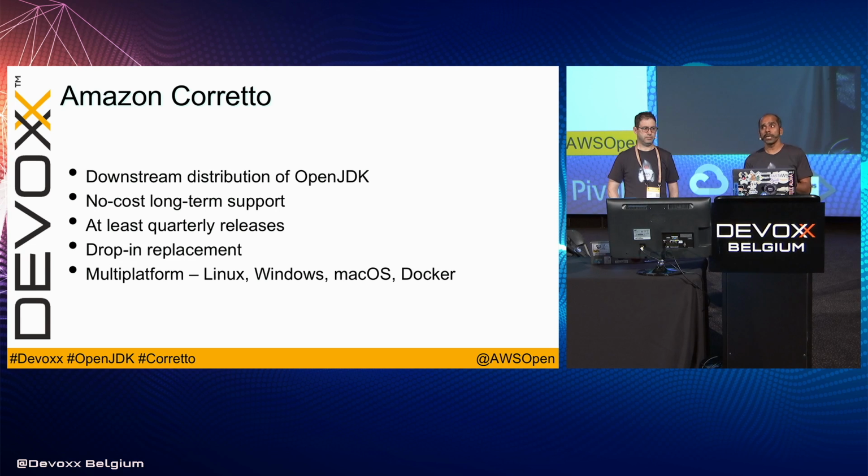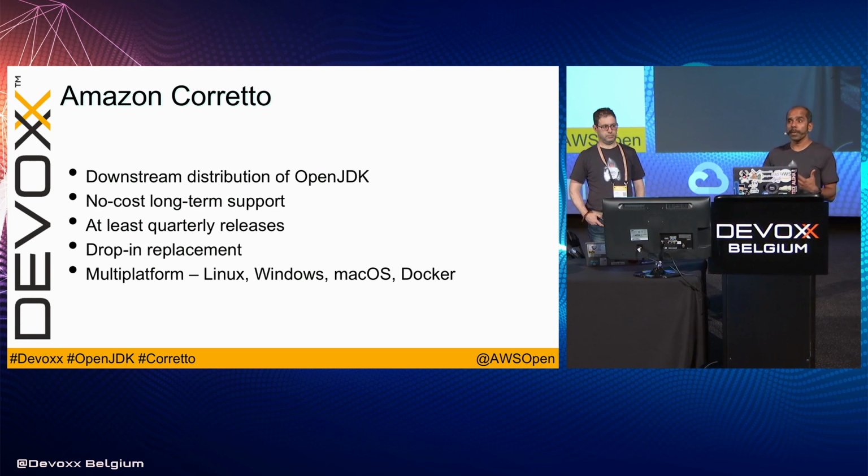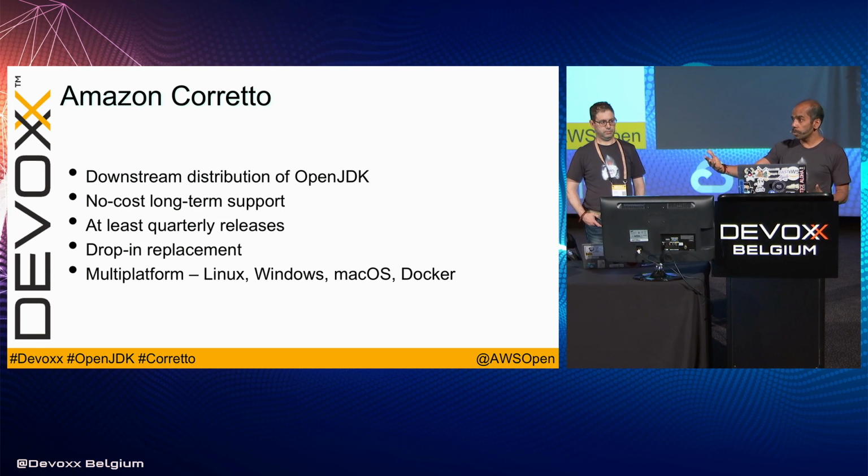As I said, this is a downstream distribution of OpenJDK. So we take OpenJDK. We use OpenJDK very heavily within Amazon as well. We apply our own patches and improvements, and then we produce a binary that we run to run our Amazon services. And then we create a distribution out of it, which we make publicly available. It's a no-cost, long-term support distribution. So we would like you to use this in production.